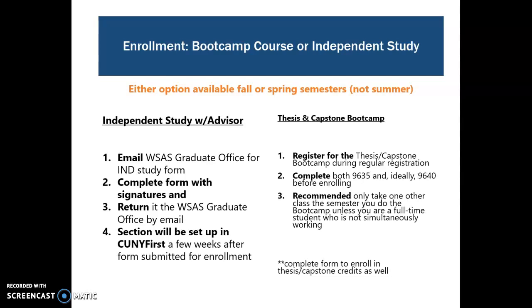If you're taking the thesis or boot camp class, you can just go ahead and register for the thesis or capstone boot camp during regular registration. Again, keep in mind you want to have completed both 9635 and ideally 9640 before enrolling. Most students have between 18 to 20 credits completed before they take the thesis or capstone boot camp. And it's also recommended, just for time management, that you only take one other class the semester you do the boot camp, unless of course you're a full-time student who's also not working. Then, just keep in mind, you'll also complete one additional form to enroll in your thesis or capstone credits as well.